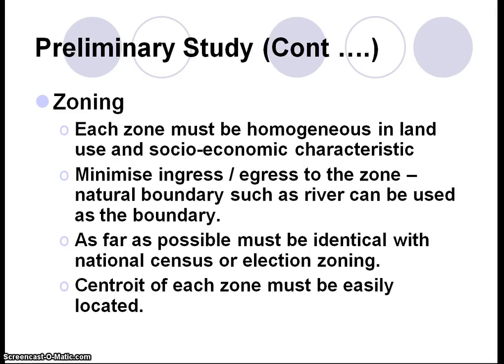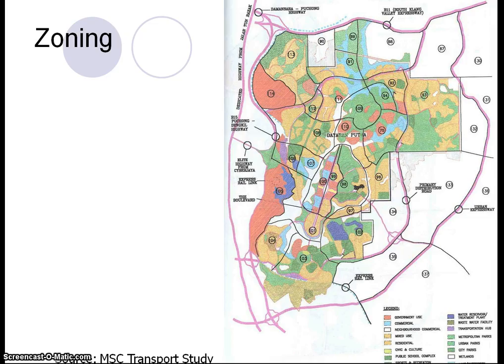The zone must be homogeneous in land use and socioeconomic, and we can draw the border of each zone using road as a border, or river or railway line, to minimize ingress and egress to the zones. And as far as possible must be identical with national census or election zoning, so we can get the socioeconomic data easily. And the centroid of this zone must be easily located.